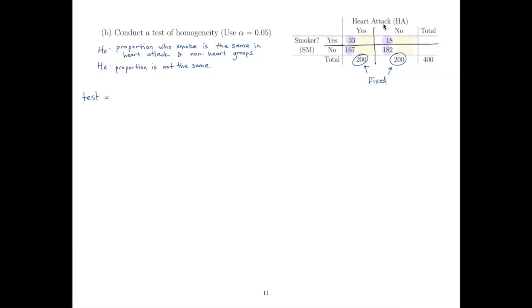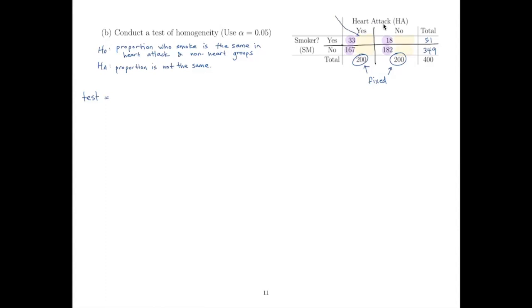So 33 and 18 for that first row means that there's 51 total who are smokers in this study. And if I do 167 plus 182, that gives me 349 for total non-smokers, which is good because both of those numbers add nicely to give me 400. So I know I've done that correctly. So from there, I'm ready to go.